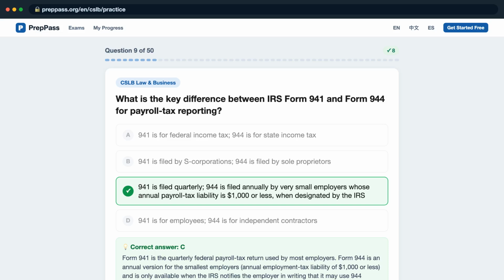Form 941 is the quarterly federal payroll tax return used by most employers. Form 944 is an annual version for the smallest employers, annual employment tax liability of $1,000 or less, and is only available when the IRS notifies the employer in writing that it may use 944 instead of quarterly 941s.